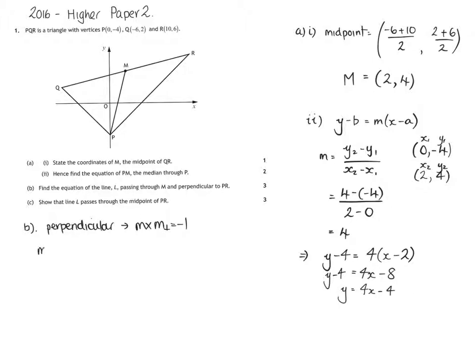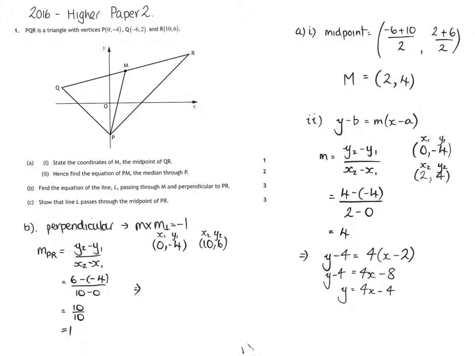So the gradient of P to R is equal to y2 minus y1 over x2 minus x1. And we've got the points P, which is 0, minus 4, and R, which is 10, 6. So x2, y2, x1, and y1. So we've got 6 take away minus 4 divided by 10 take away 0. So that's just 10 over 10, which is 1.